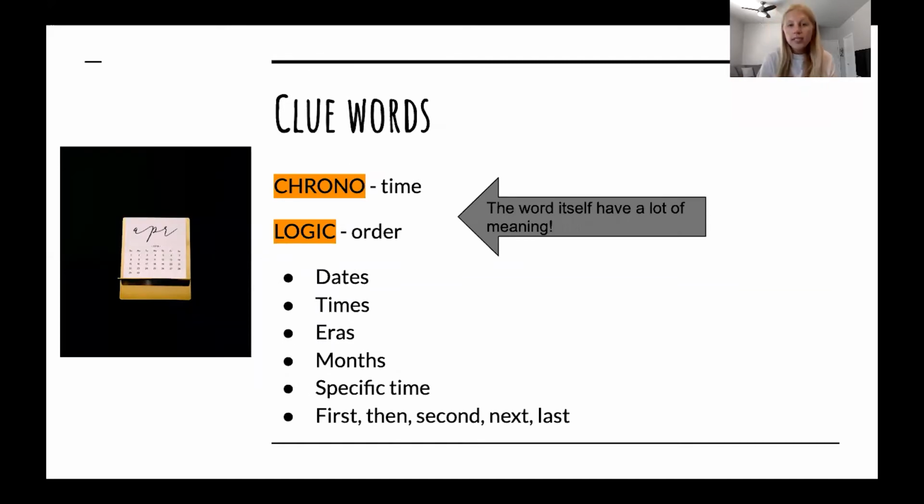Next, we're going to focus on clue words. These clue words are words that you can look for when you are reading a text and looking to see if it is written in chronological order or not.